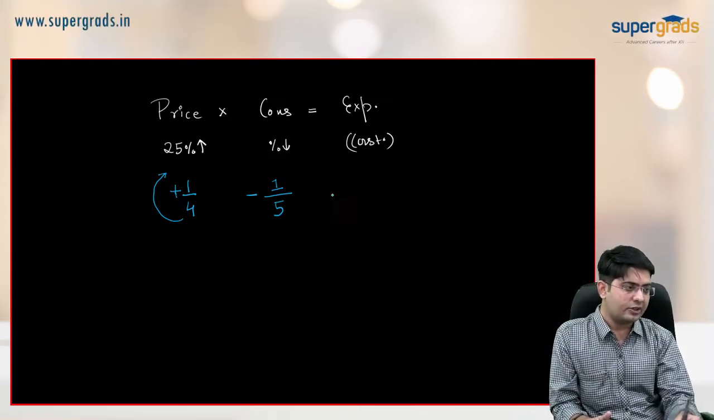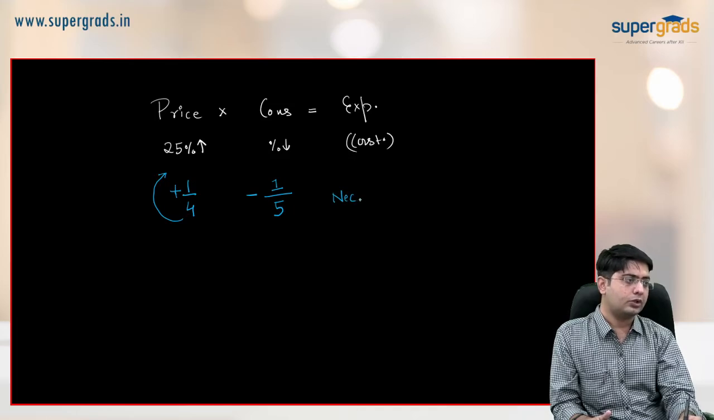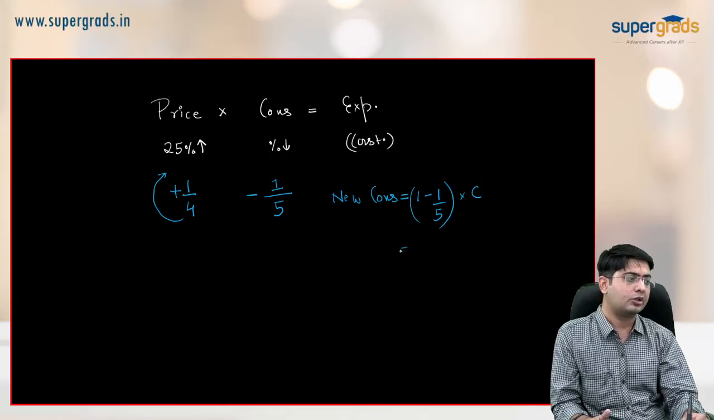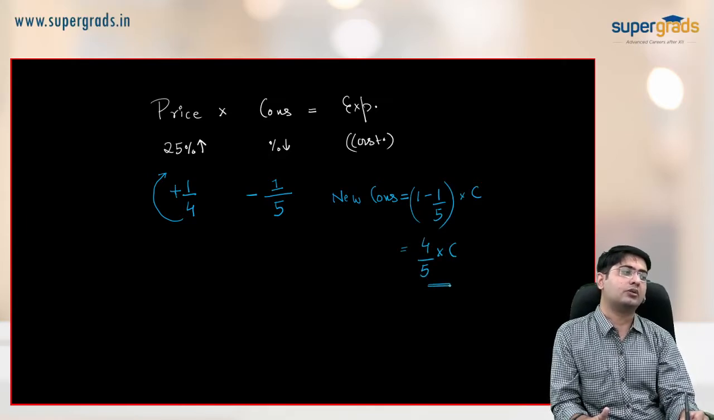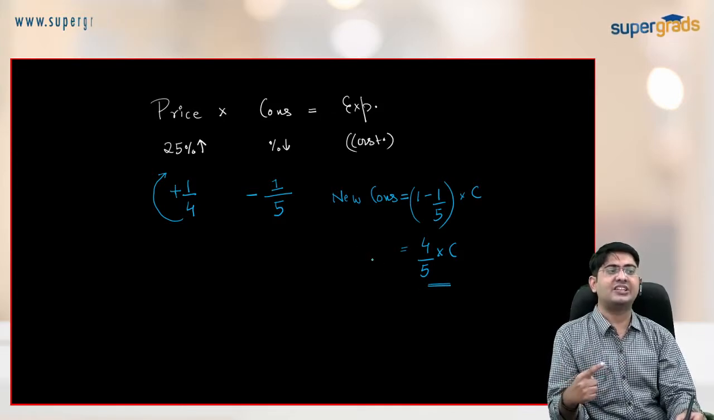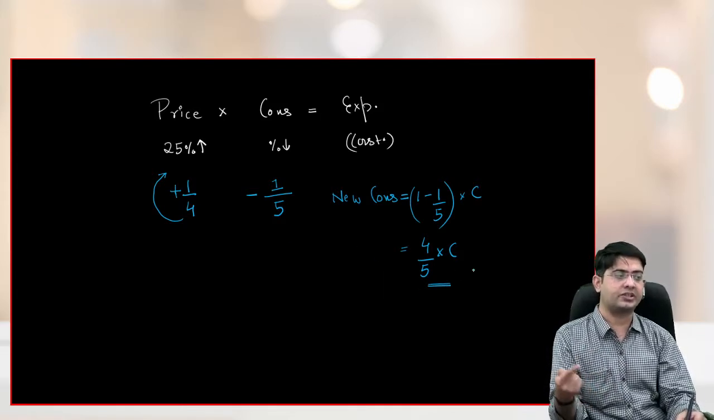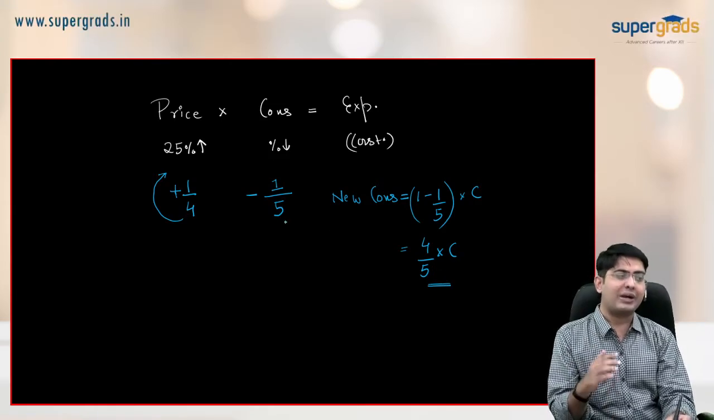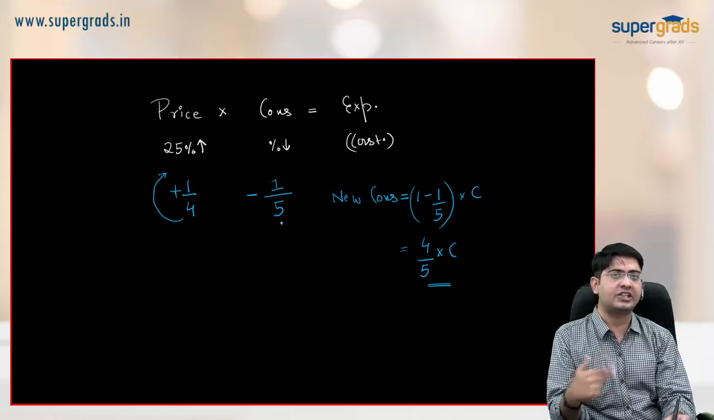So the new consumption would be 1 minus 1 by 5 of the original consumption, which is 4/5 of the original consumption. You can find directly what the new consumption would be if the price has increased by 25%. By applying this technique, you can save your time.